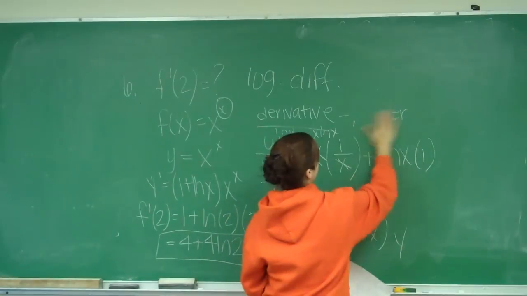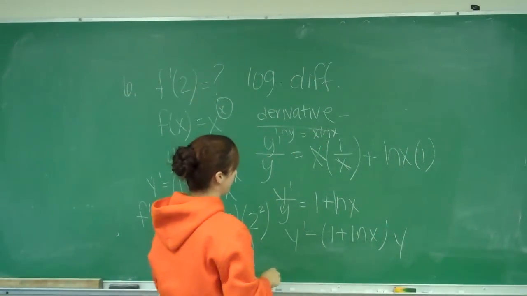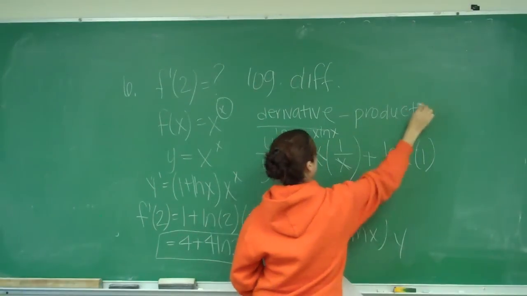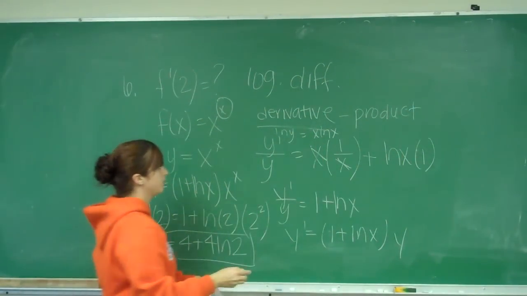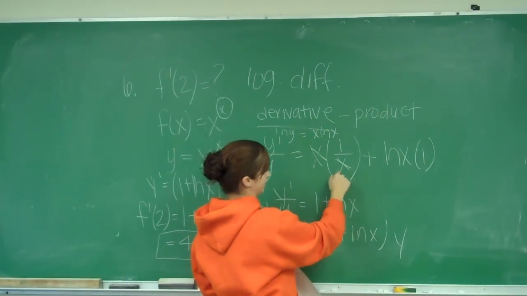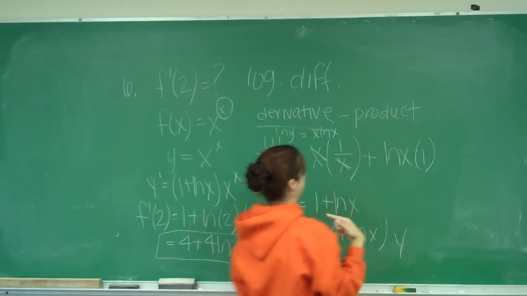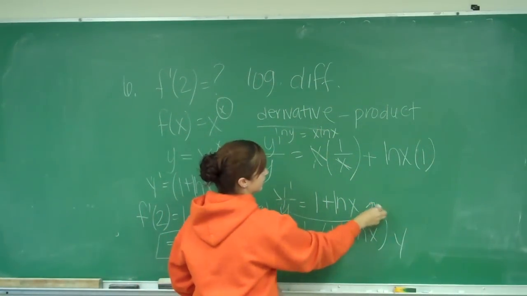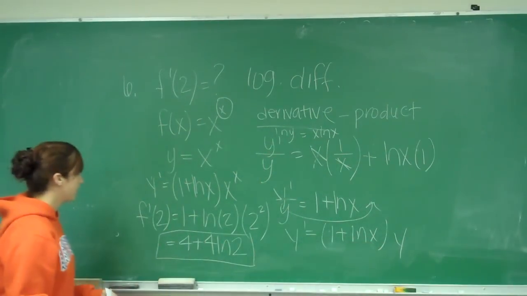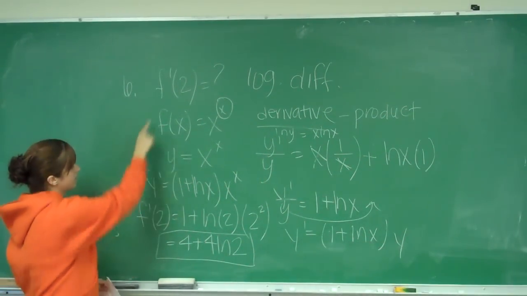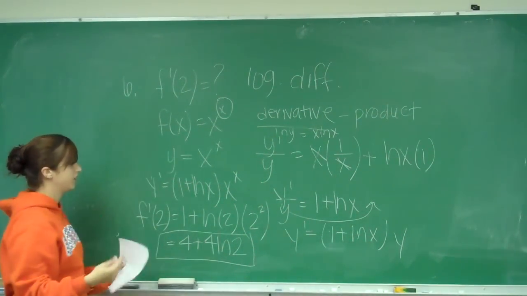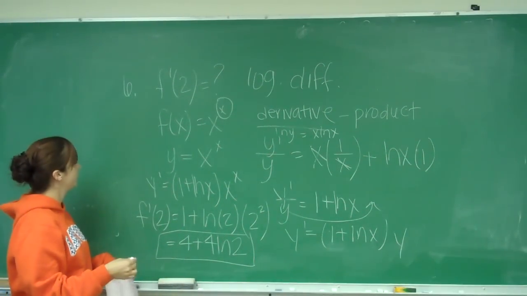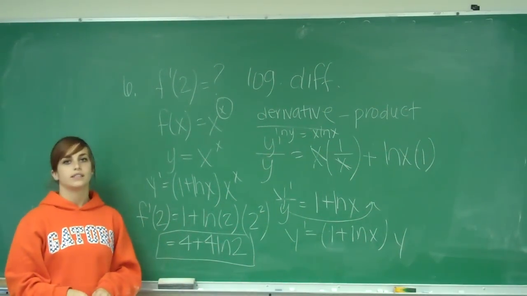So I have to use product rule. I'm sorry, I have to use product rule. Okay, so when I use product rule, I have x first times the derivative of the second plus the second times the derivative of the first. I simplify, then I have to multiply y to the other side. I do that. And then now I have y prime by itself, so they want to know f prime of 2, so I plug 2 in every time I see x. And we have 4 plus 4 ln 2. And this is number 6.